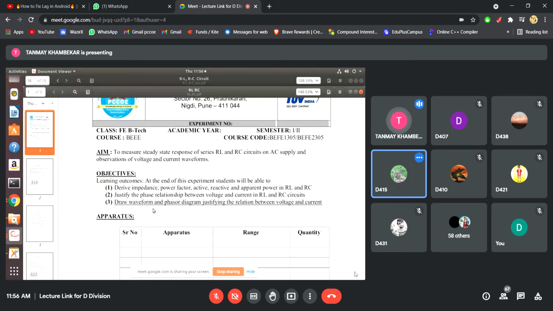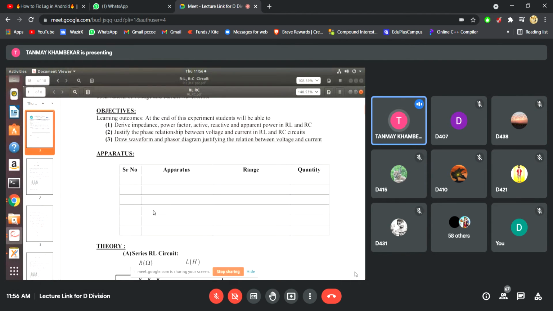Ma'am, this will be our experiment number 4, right? Yes. Okay. Have you written the aim? Next, write down the apparatus. I will tell you the apparatus.